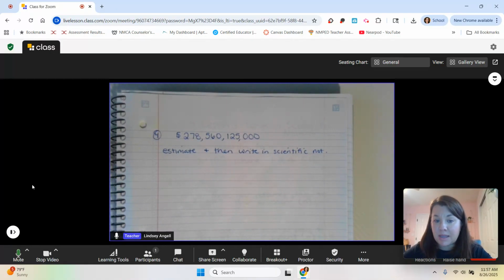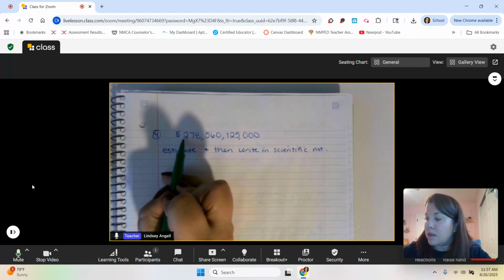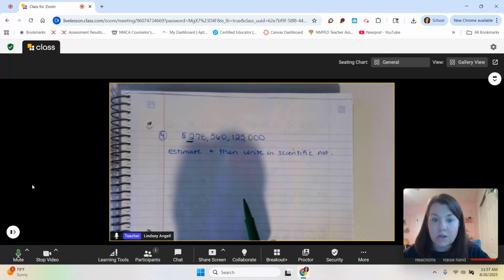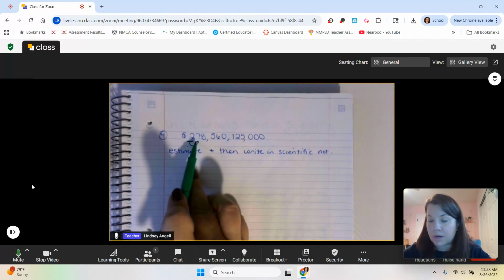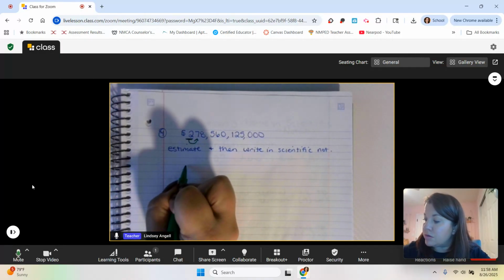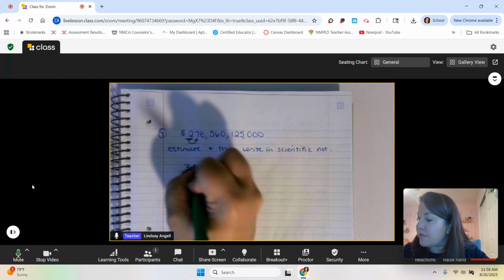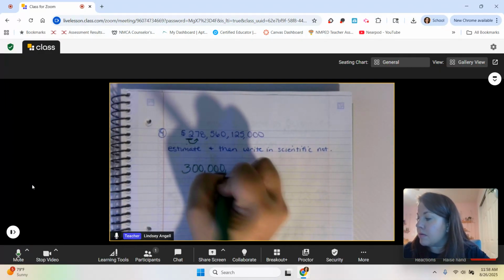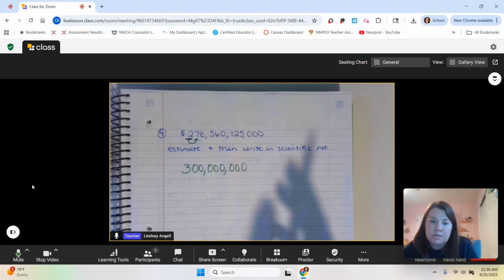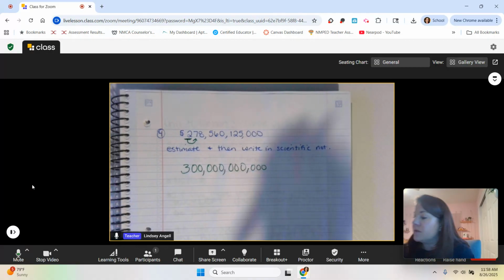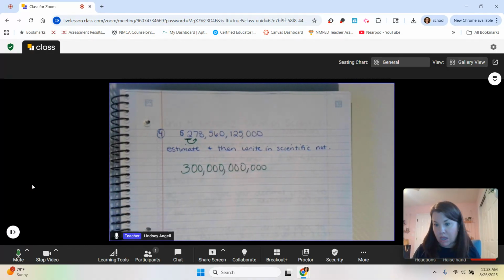So first it says to estimate and then write in scientific notation. Okay, so we're going to use that same process that we did in number 2. Here's my nearest place value. So I'm going to look to the right of it. Since this number is 5 or higher, the 2 will become a 3, and then everything else after that becomes zeros. Okay? So this is an estimate. We could say this is about, oops, I forgot my last set of zeros. This is about 300 billion.